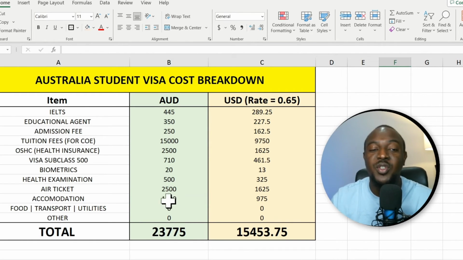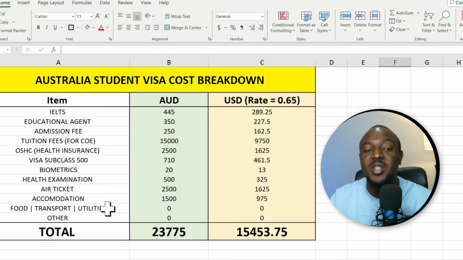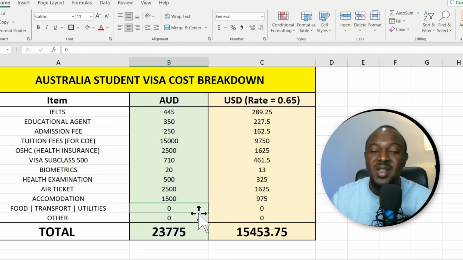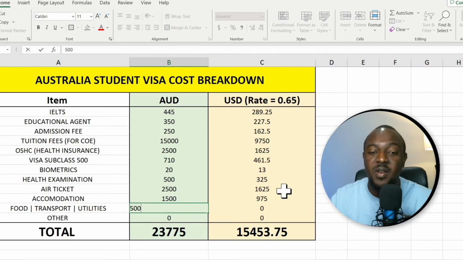Okay, and we also have food, transport, and utilities. Of course, you're going to eat. Of course, you need transportation to travel to your uni. If you live closer to your uni and it's a walking distance, then congratulations. If not, then of course you need transportation. Okay, and also you need to pay for electricity, internet, mobile phone, and the rest. So on average, let's say that is also going to cost you 500 Australian dollars.